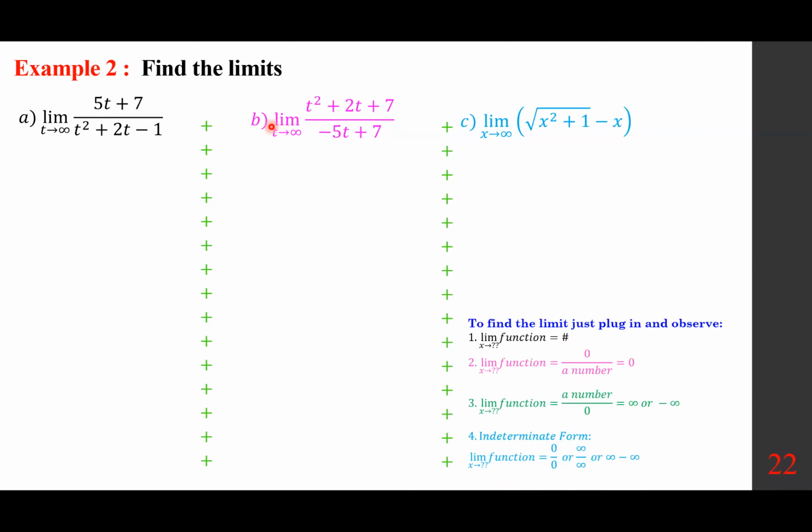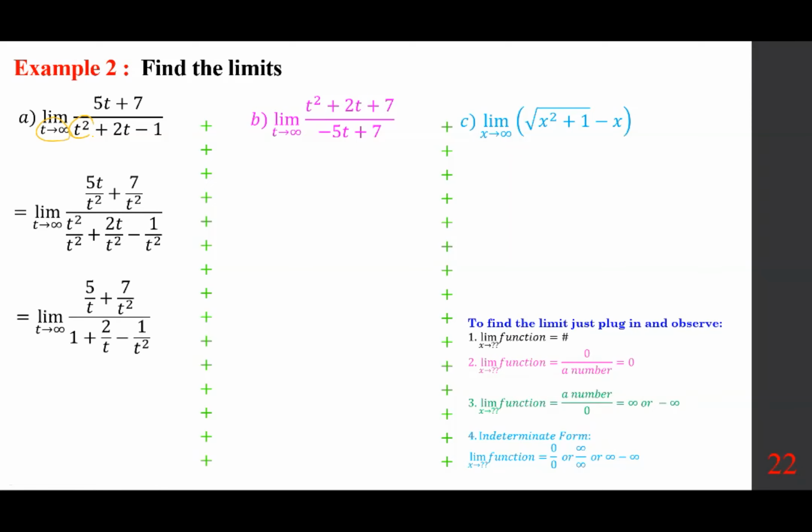Anytime you have a rational expression when the variable is approaching infinity, you divide by the highest degree term in the denominator. And when you simplify, everything goes to 0, with the exception of 1 in the denominator. So this goes to 0, this goes to 0, this goes to 0, this one goes to 0, because t and t squared are going to infinity. So 0 over 1 is 0.